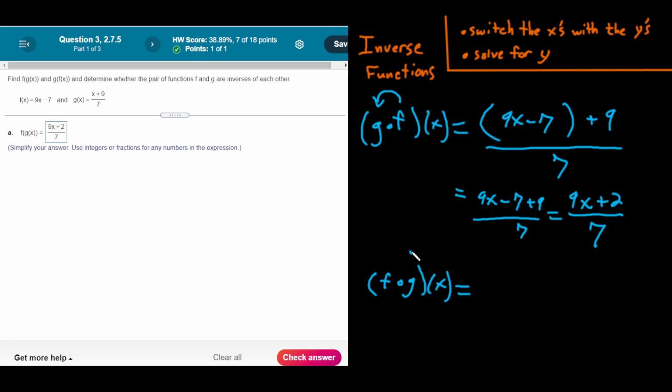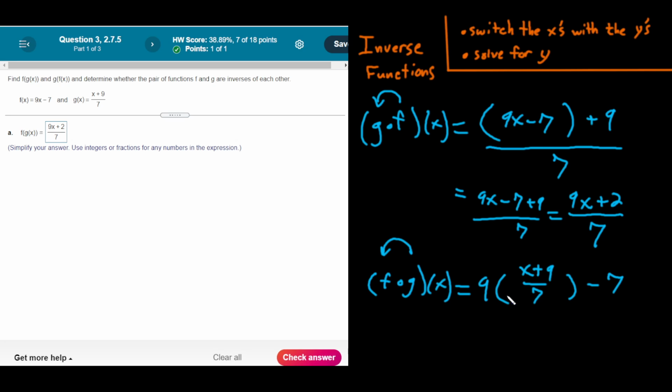So we're going to plug the g into the f, and let's do that really quickly. Let's make room inside of the f function. So we have the parentheses and then minus 7 like that. Let's put the whole g function in there. So that's x plus 9 over 7. And now, as you can see, the 9 and the 7 are not going to cancel.